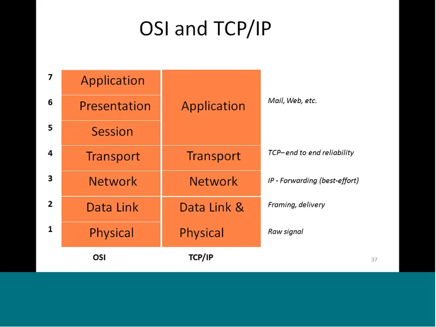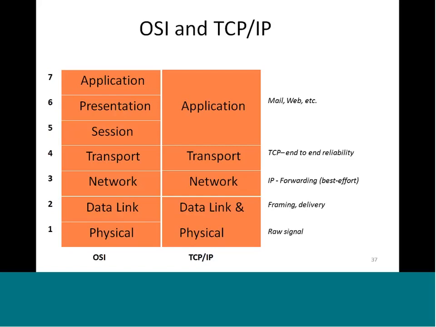The various layers are the presentation layer, then the session layer, and then the transport, network, data link, and then the physical. Physical is where the actual communication happens through the wires, and basically the bits are transmitted, and we don't even call it bits, it's basically just the voltages.